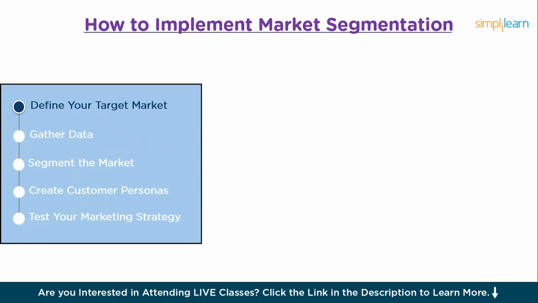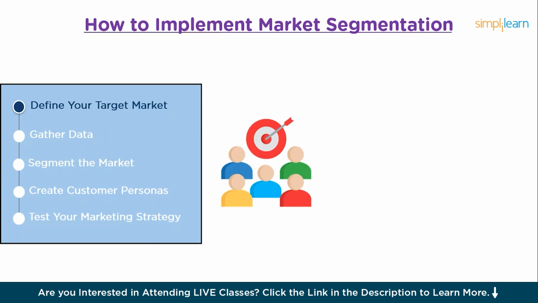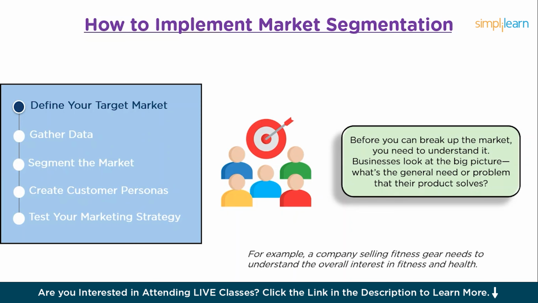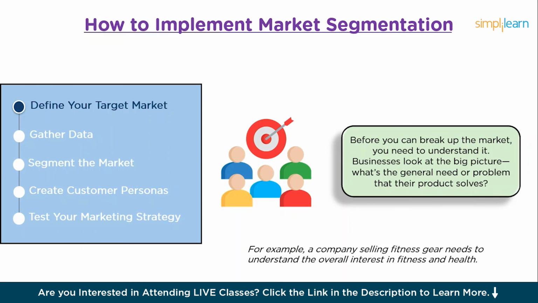Now that we know the different types, how do businesses actually use segmentation? So here's how to do it step by step. The first step is defining your target market. Before you can break up the market, you need to understand it. Businesses look at the bigger picture. What's the general need or problem that their product solves? For example, a company selling fitness gear needs to understand the overall interest in fitness and health.